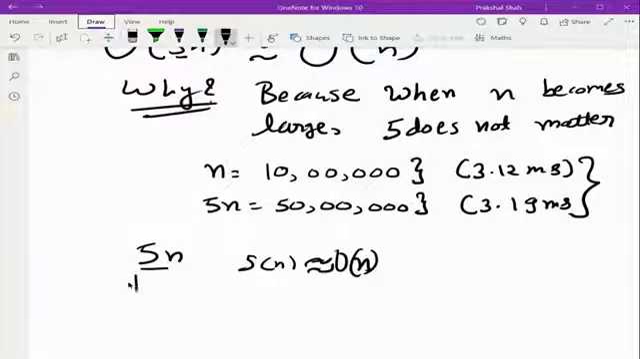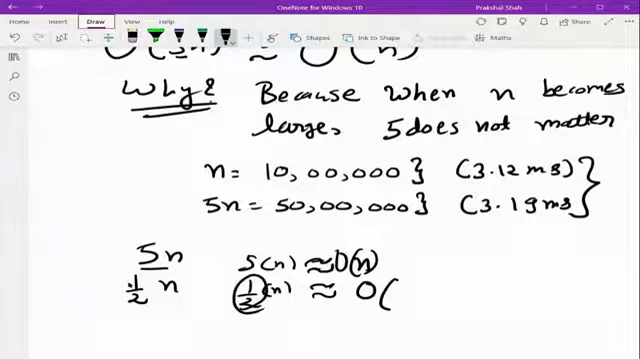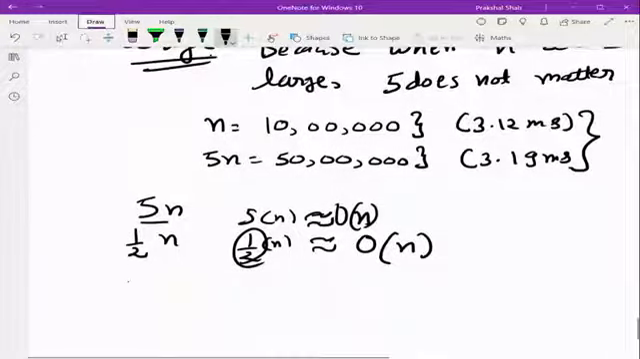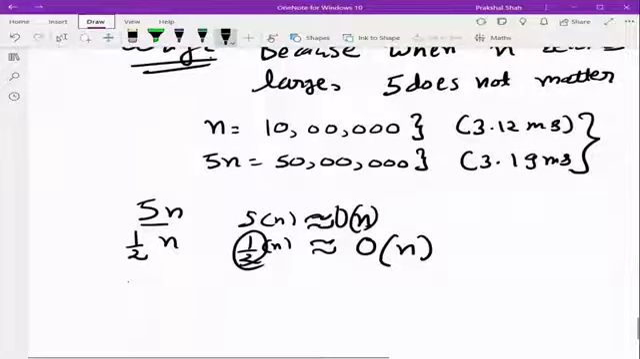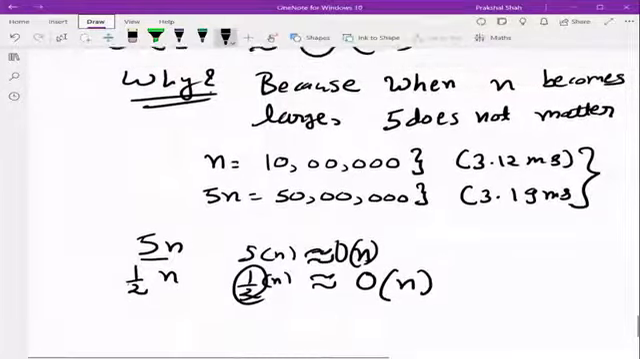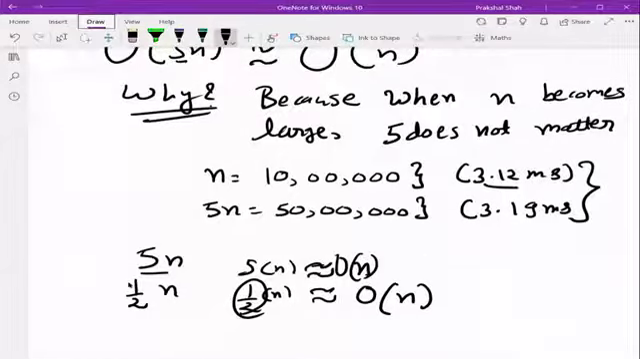If I'm taking 1 by 2 of n, this 1 by 2 will be ignored, and can I say it will be order of n only? How many of you are clear with this? Now it is clear. Negligible means the time computed. No, negligible means that in comparison to this, these two are almost equal. That is why it is this.